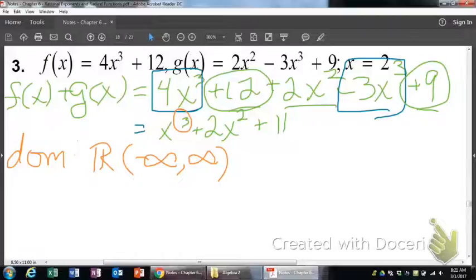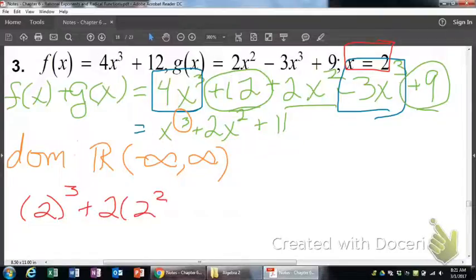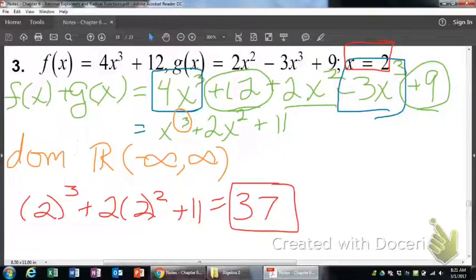And then last but not least, I'm going to go ahead and plug in. They gave me an x value of 2. So I'm going to say 2 cubed plus 2 times 2 squared plus 21. So that gives me 37. And you can plug that value straight in, or you can plug this equation into your calculator to get that value. Take a minute to write this down before I do f of x minus g of x.